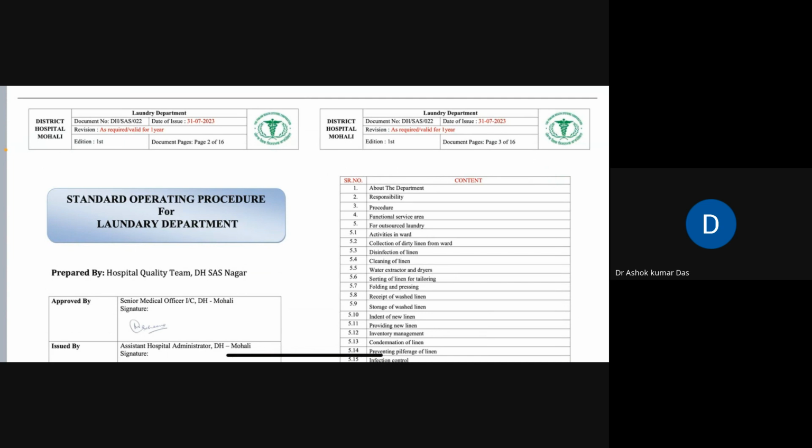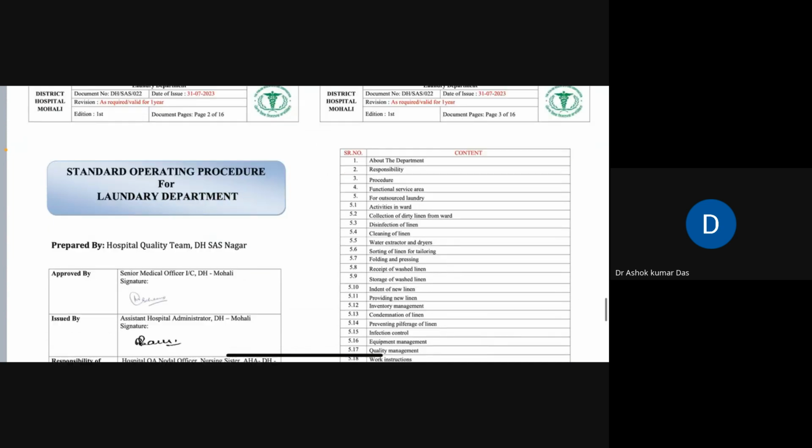For example, this is the SOP of the laundry of the district hospital Mohali. And we have SOPs for all the departments like the kitchen, MRD, the CSSD, and biomedical waste management, and HICC is working separately on all the other parameters like hand hygiene audits, the PPE which should be available, and other surveillance programs.